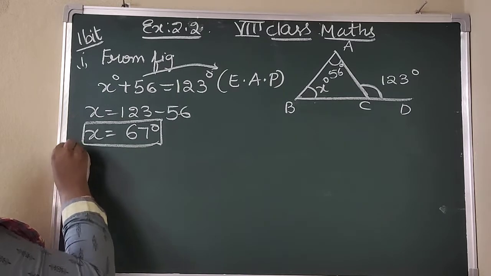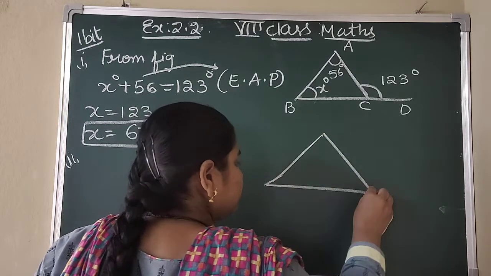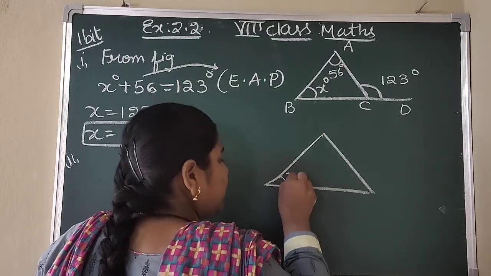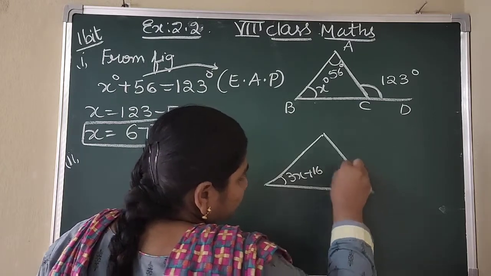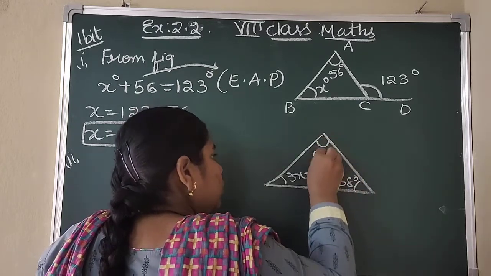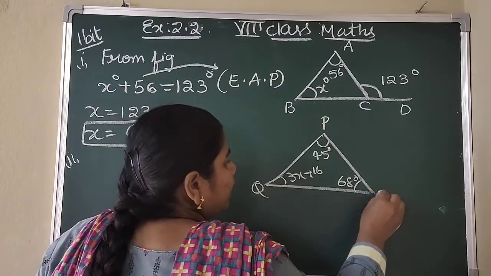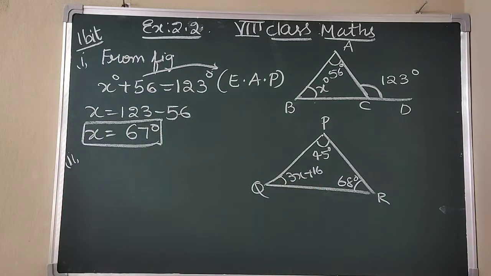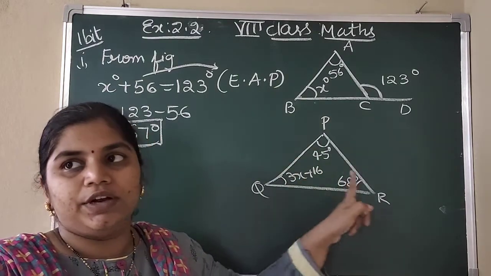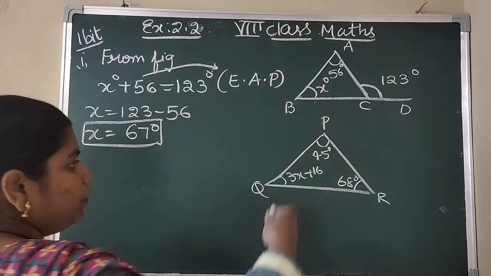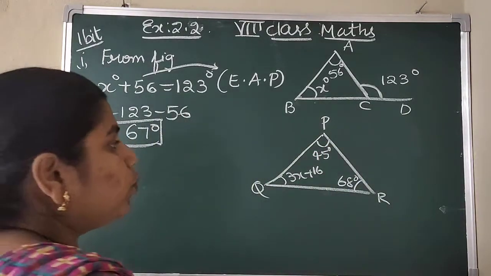So next one. This is 3x plus 16. This is 68 degrees, and this is 45 degrees. Now here we have to find the x value. How to find the x value? Already we know that the sum of three interior angles in a triangle will be equal to 180. So if you add these three angles, that will be equal to 180 degrees.